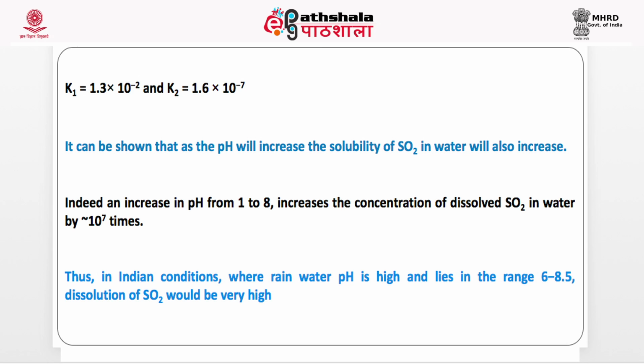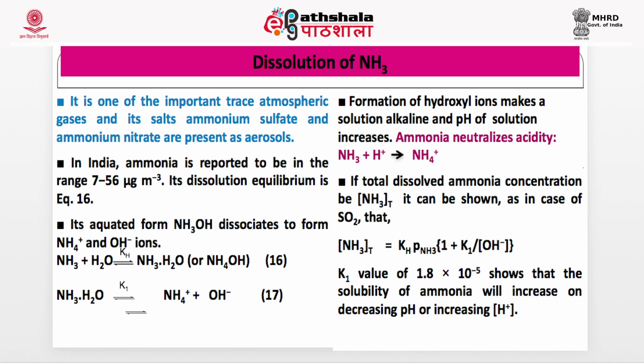It may be pointed out that an increase in pH from 1 to 8 increases the concentration of dissolved SO2 in water by a factor of 10 to the power 7. Dissolution of ammonia. Ammonia is another trace atmospheric gas. It is a pollutant, and its salts, ammonium sulfate and ammonium nitrate, are present as aerosols. Ammonia is formed in the atmosphere from agricultural activities and also from anaerobic degradation of nitrogen compounds.